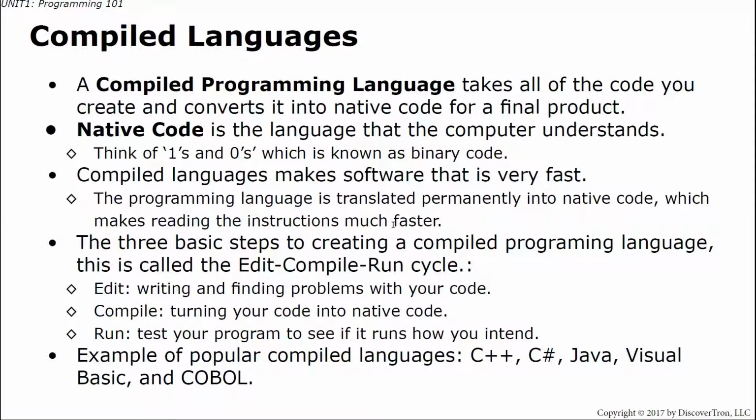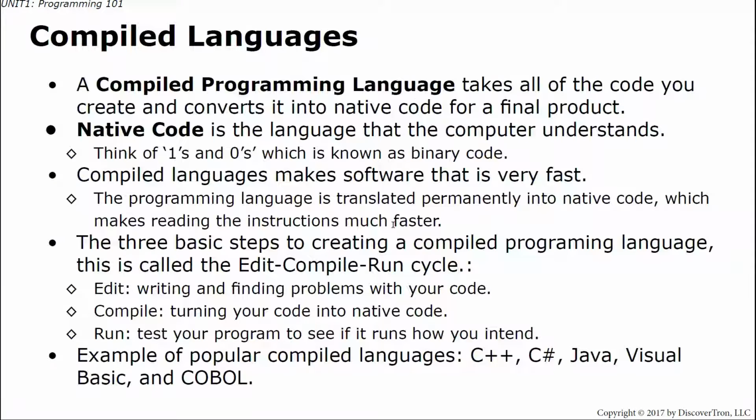Second, you compile it, you turn your code into native code, and third, you run to test your program just to make sure it runs how you want. Okay, and down in the last bullet point, I've got some different languages that are pretty popular compiled languages. Personally, I'm a C# and Java person. That's just because that's my background. Some people would say C# and Java are almost the same, and I would actually agree with them. So there's a lot of languages out there, and if you find one that you like, I definitely encourage you to pursue that.